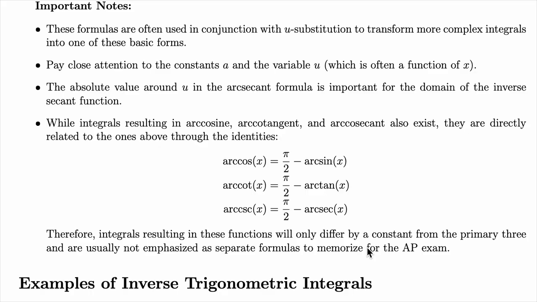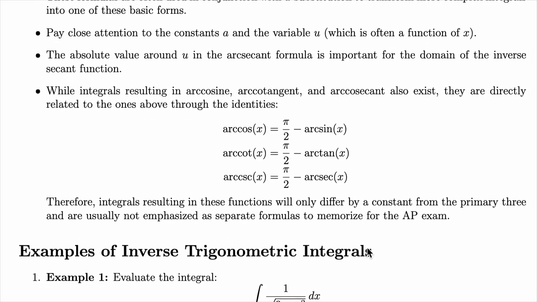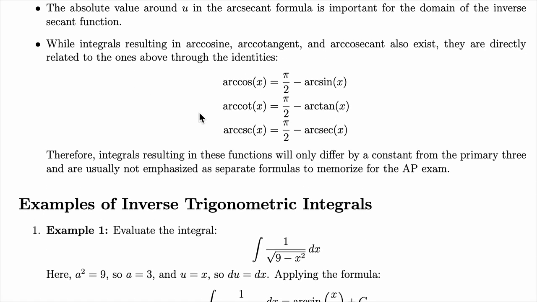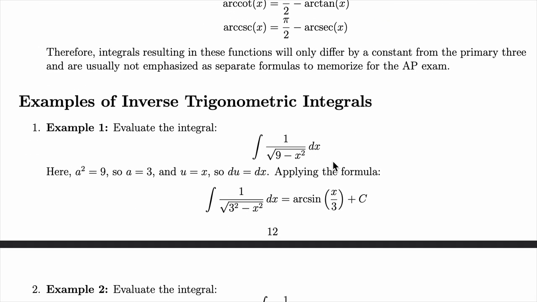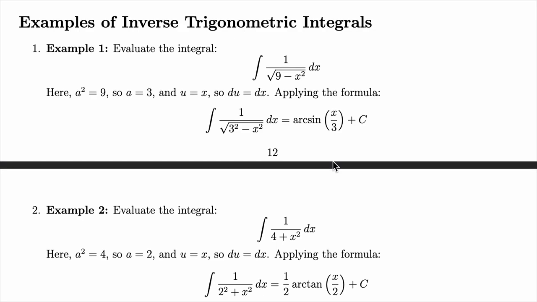Before we get there, a couple important notes that I forgot. You will oftentimes have to use u substitution and other algebraic methods of factoring when you're given these types of problems. So you want to pay really close attention to a and u, which I kind of already hinted at before. And then one other thing to note is that technically you do have these other integrals for arc cosine, arc cotangent, and arc cosecant. But since they are related to these three main ones and are just offset by pi over 2, you really aren't going to see those nearly as often, if at all. Okay, so now let's go ahead and jump right into some examples.